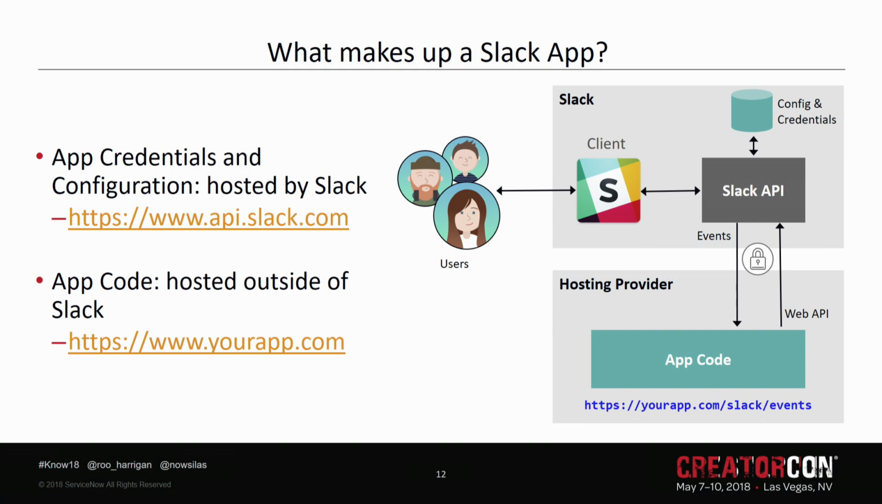But writing the code and hosting it is up to you. You pop it up on whatever hosting provider you prefer. So when a user interacts with your app, let's say they type into the Slack client like we just saw in that interactive messages scenario, they say hi to your bot. That actually goes through the Slack API, and then we call out to your code wherever it might be, and send you events about what's happening in Slack so you can respond to them.